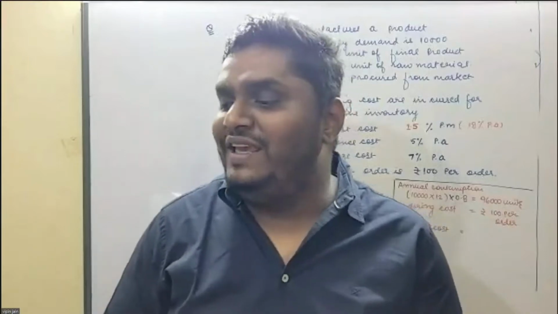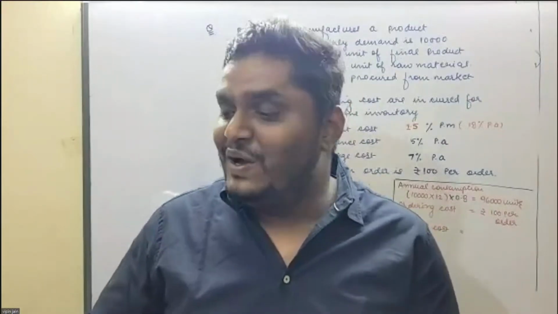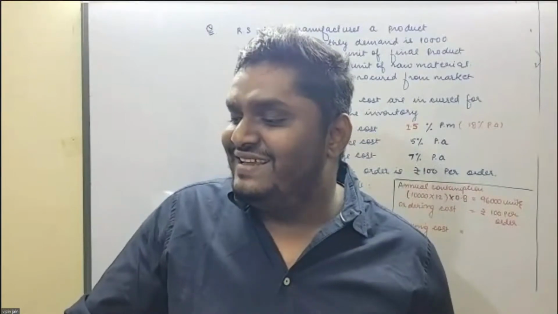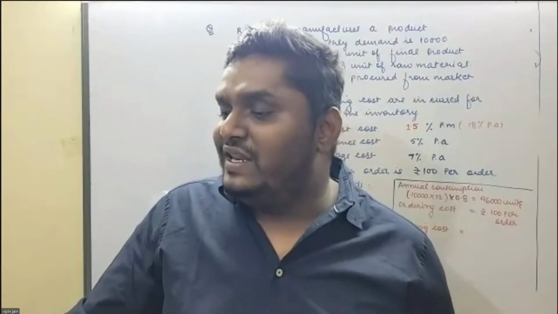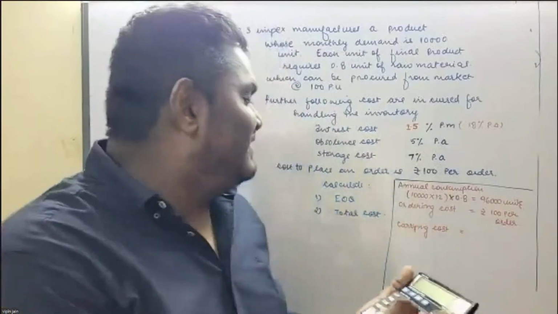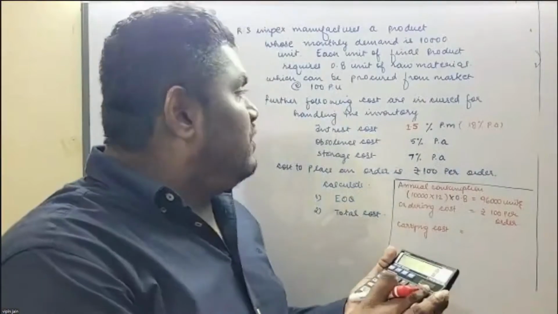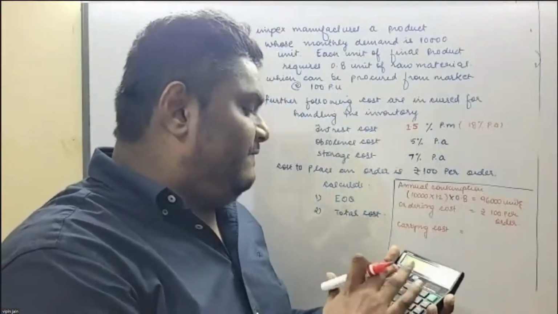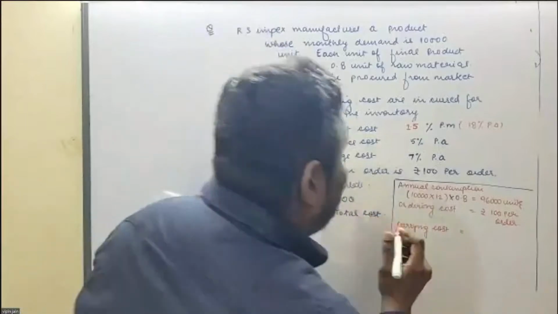I hope now you are feeling relieved, very much relieved, because after 3 answers now your answer is correct. Very good, Kavita. Now your answer is correct. Carrying cost is 1.5 into 12, that is 18 plus 5 plus 7. So total 30%.